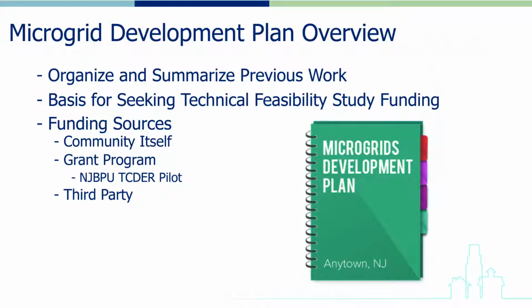Funding for such a study could come from the municipality itself, from a grant program like the New Jersey BPU's Town Center Distributed Energy Resource Microgrid Feasibility Study Incentive Program, or from a third party, like an energy services company or even the local utility interested in developing the microgrid described in the plan.